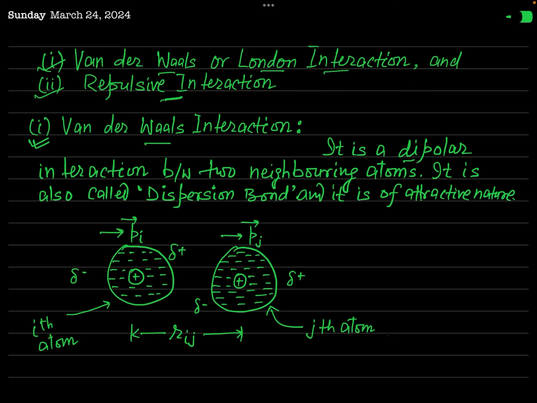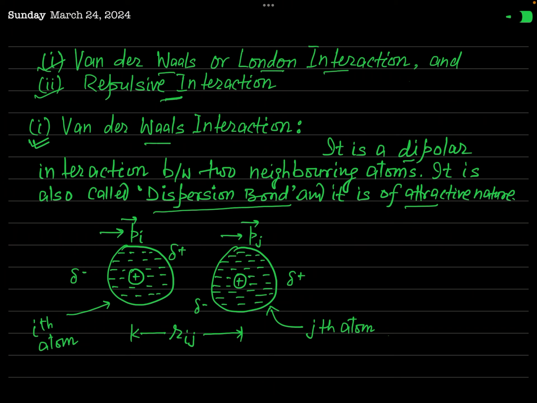In fact, in this case, dipole-induced dipole interaction takes place between the two neighboring atoms, so as to produce a weak attractive force between the atoms. Due to this interaction, a weak attractive force acts between the atoms, and these interactions are also known as dispersion bonds. This is also called dispersion bond. And it is attractive in nature. But how it is actually developed, let us see it here.